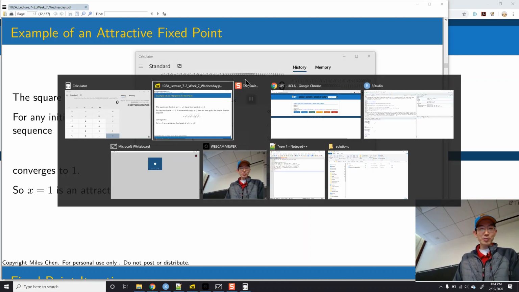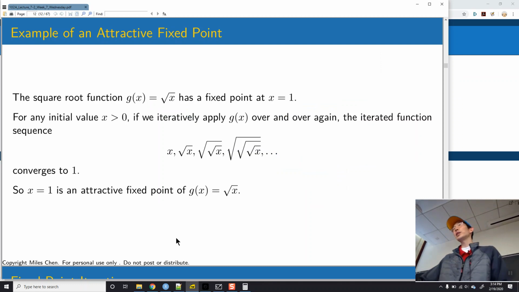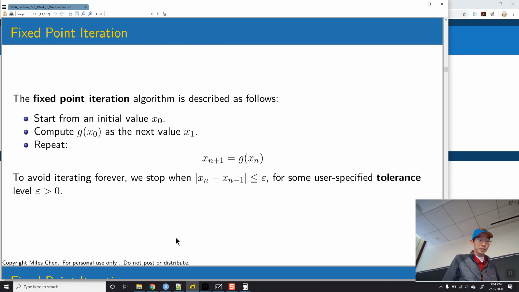So that's an attractive fixed point. It's the idea that you can apply a function over and over again, and it's going to converge to some value, right? So square root of x is a classic function, but there's a bunch of other functions that will have attractive fixed points. They might not be as simple as square root of x, but they will also have attractive fixed points. Not every function has an attractive fixed point though, okay?